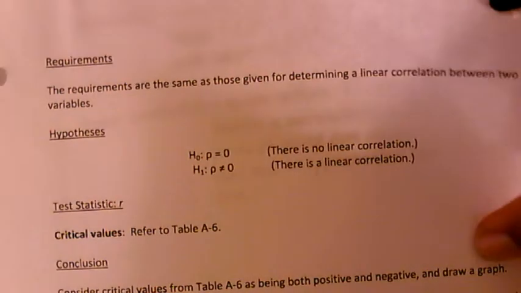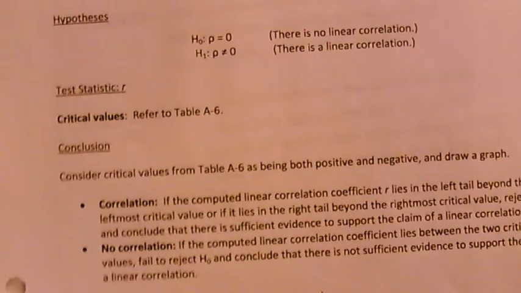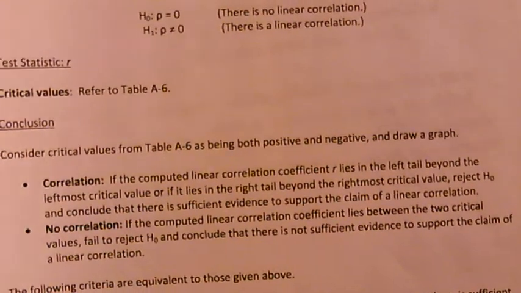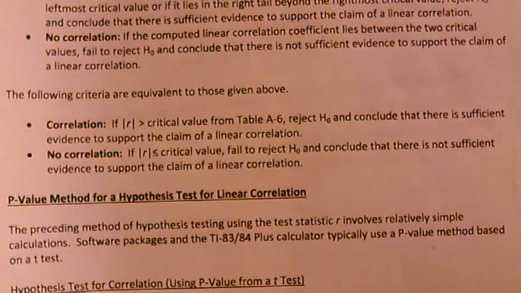And again, the conclusion is this. I think we talked about that already earlier. But here we can use the absolute value of R being greater than the critical value from that table. You reject the null and say that there is sufficient evidence to support the claim of a linear correlation. And if there is no correlation, which is where the absolute value of R is less than or equal to the critical value, you fail to reject the null and say that there is not sufficient evidence to support the claim of a linear correlation.